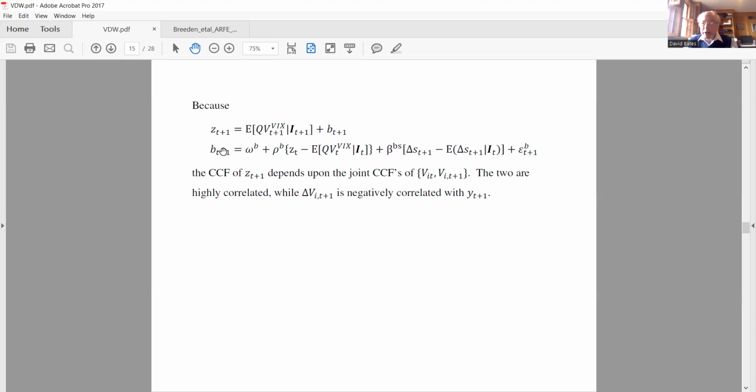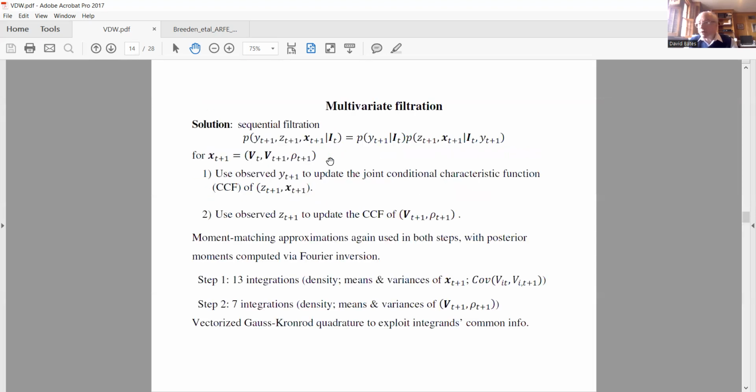Okay, and then when I'm updating this bias, basically I'm looking at the bias today. The bias affecting the latest Z is certainly measured based on yesterday's VIX relative to what was forecast. Also, the sensitivity of returns, this beta BS, is estimated, and so forth. So this is the sequential filtration procedure that I'm using for estimating.